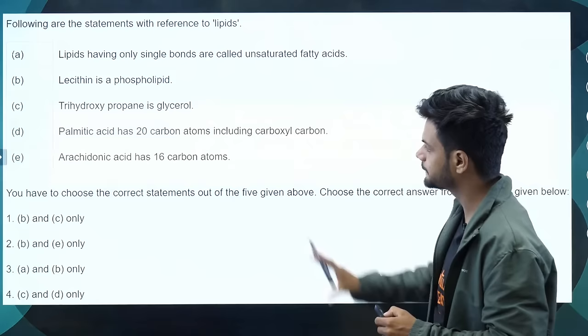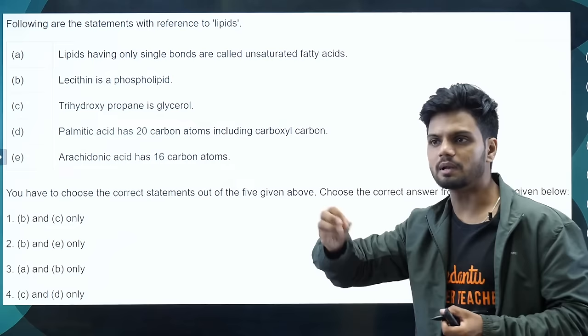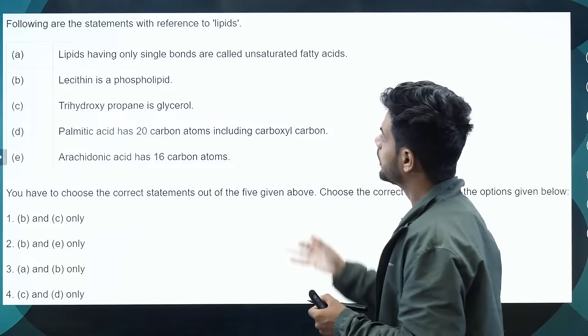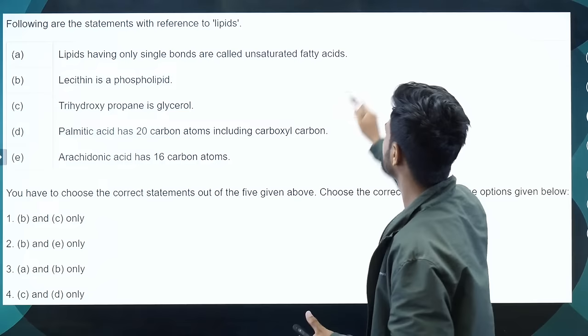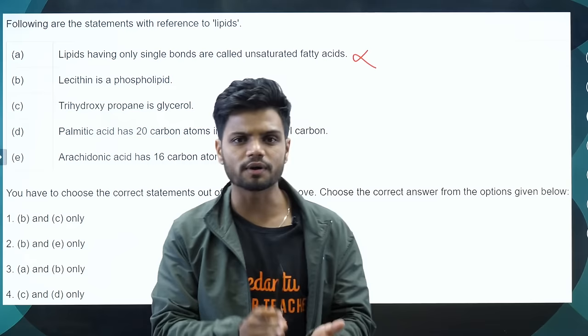Following are the statements with reference to lipids. They're giving you some lipid statements, true or false, or you have to tell me which statement is correct. Lipids having only single bond are called unsaturated fatty acids. No. If there is a single bond, it is called saturated. Unsaturated means double or triple bond.